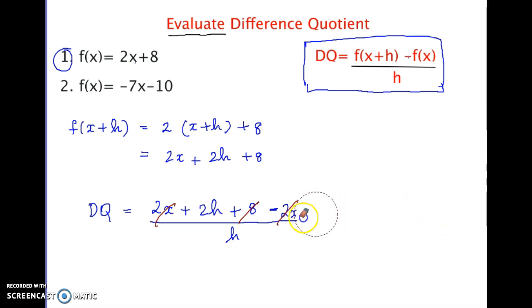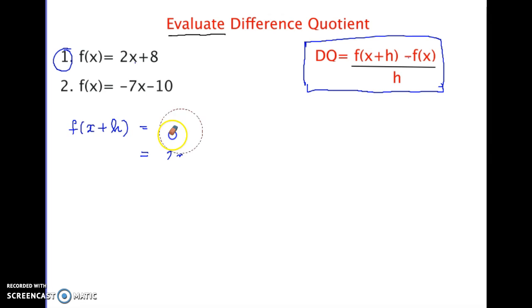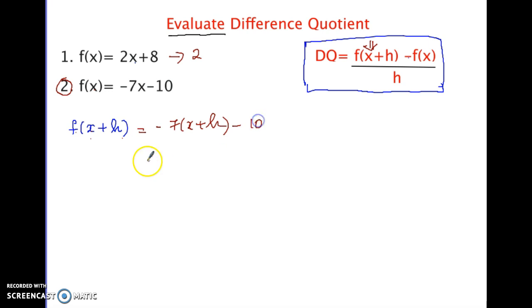Now let's do question number 2, so you can get a little more practice. For the first one, our answer was 2. For question number 2, let's first evaluate f of x plus h to find the difference quotient, because we always need f of x plus h. That's the first part of this expression. Instead of x, plug in x plus h. So negative 7 times (x plus h) minus 10. We get negative 7x minus 7h minus 10.